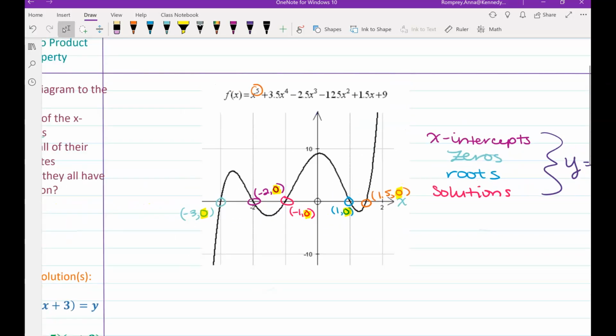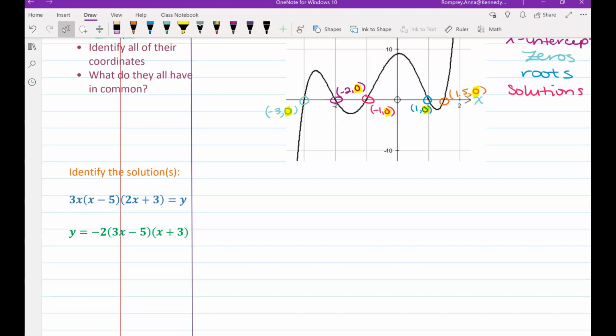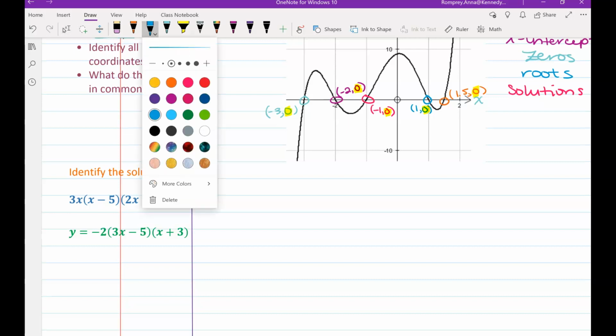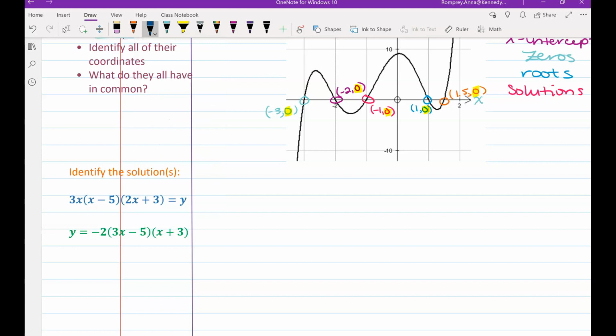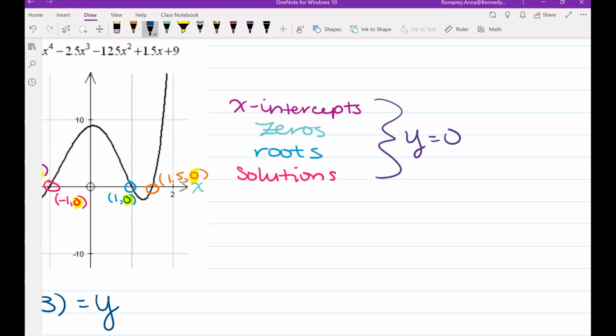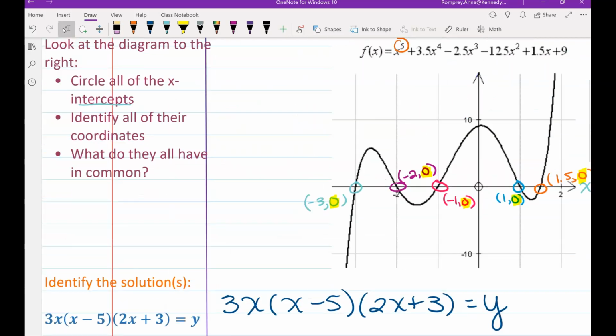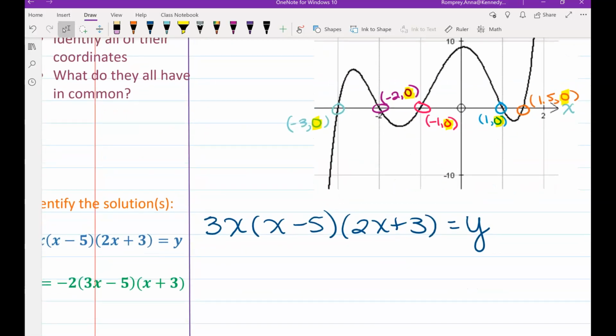Okay, so let's see. It says identify the solutions. Now notice, these look a little bit different. We have 3x times the quantity x minus 5 times the quantity 2x plus 3 equals y. And it said, find the solutions. Well, again, what do we know about solutions? These solutions are all about when y equals 0. So I'm going to come back, and I'm going to replace my y with 0.